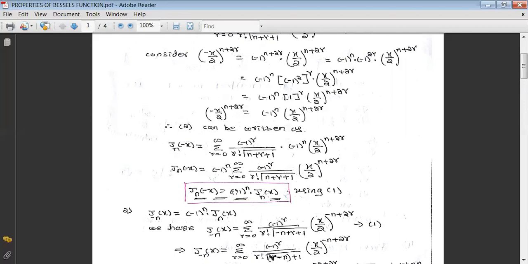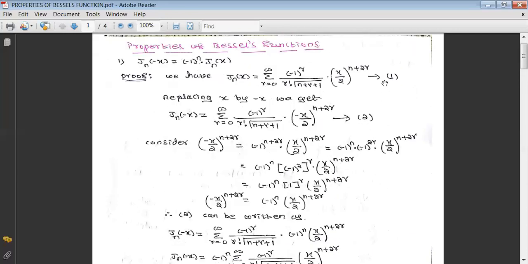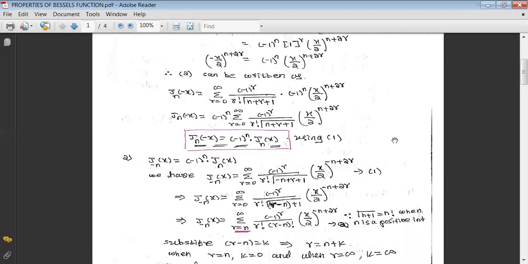That's why we have proved that Jn of minus x equals minus 1 raised to n into Jnx, because after taking this minus 1 raised to n outside, we get this particular expression, and that is nothing but, according to equation number 1, our Jnx. That's why this can be replaced by Jnx. That's why we have proved Jn of minus x equals minus 1 raised to n into Jnx. That will be the first property of Bessel's function.